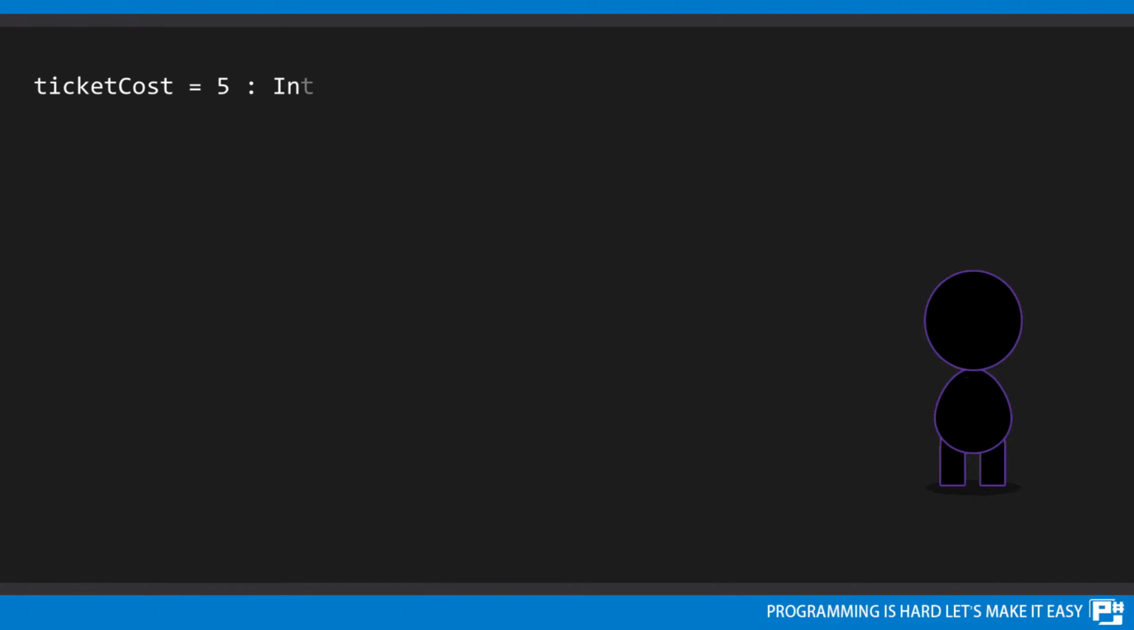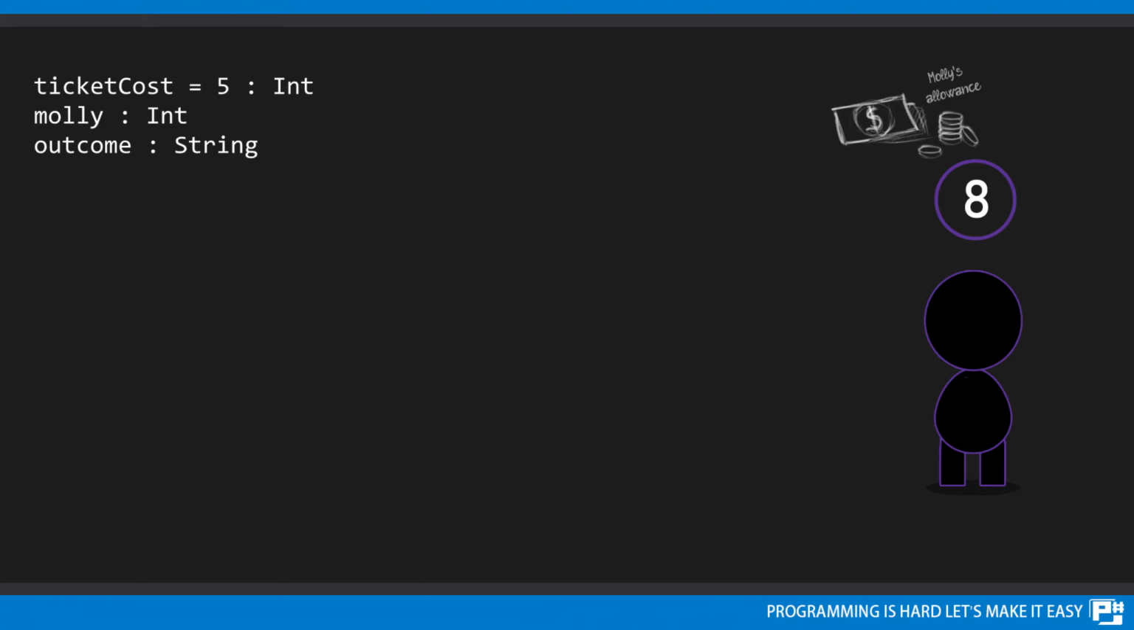Let's start by declaring a constant for the cost of the ticket. We'll call this ticket cost. It'll be an int, and we'll assign it a value of 5. We're also going to need a variable to hold Molly's allowance, and another one to hold our outcome. How about Molly and outcome? Molly has $8 in her pocket.